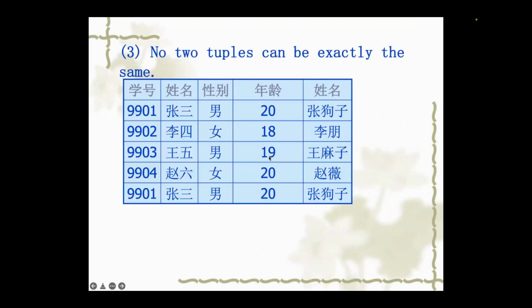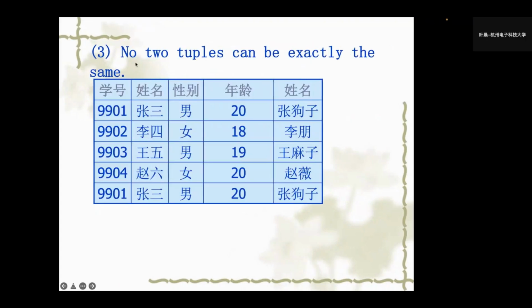And the third, no two tuples can be exactly the same. So for the table, the first tuple and the last tuple are exactly the same, and it is not proper. You need to revise or just delete this tuple.